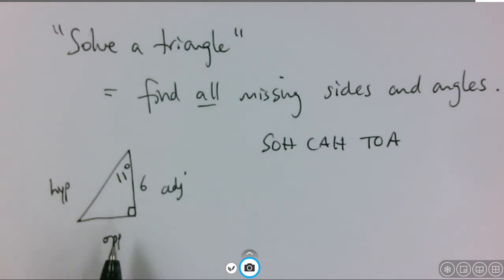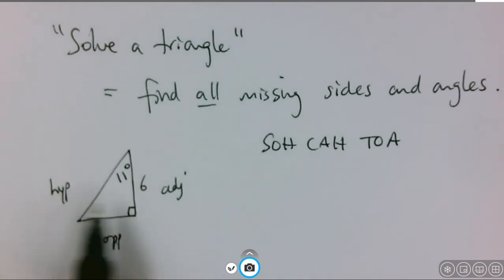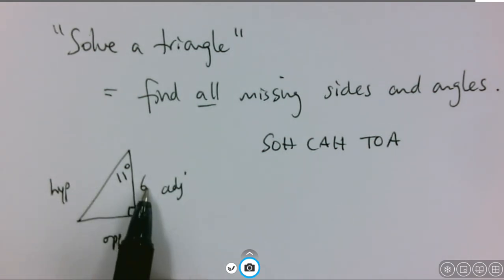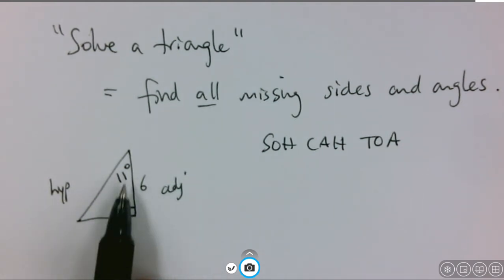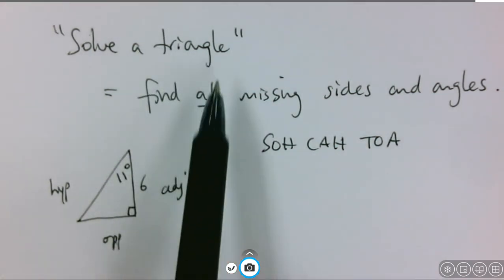To find the other one, I could use opposite and adjacent with the 11 degrees. Or once I have the first side that was given, the third one can be found using the Pythagorean theorem. So there are lots of ways to find them. And with the angles, if that's 11 degrees and that's 90, then we can do a quick subtraction from 180 to get this one. That's the meaning of solve a triangle.